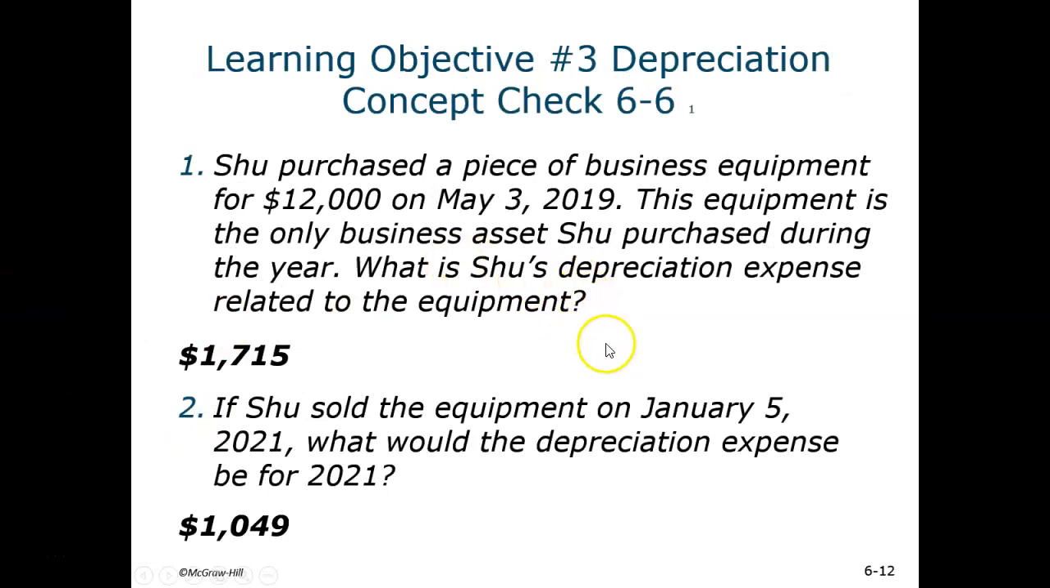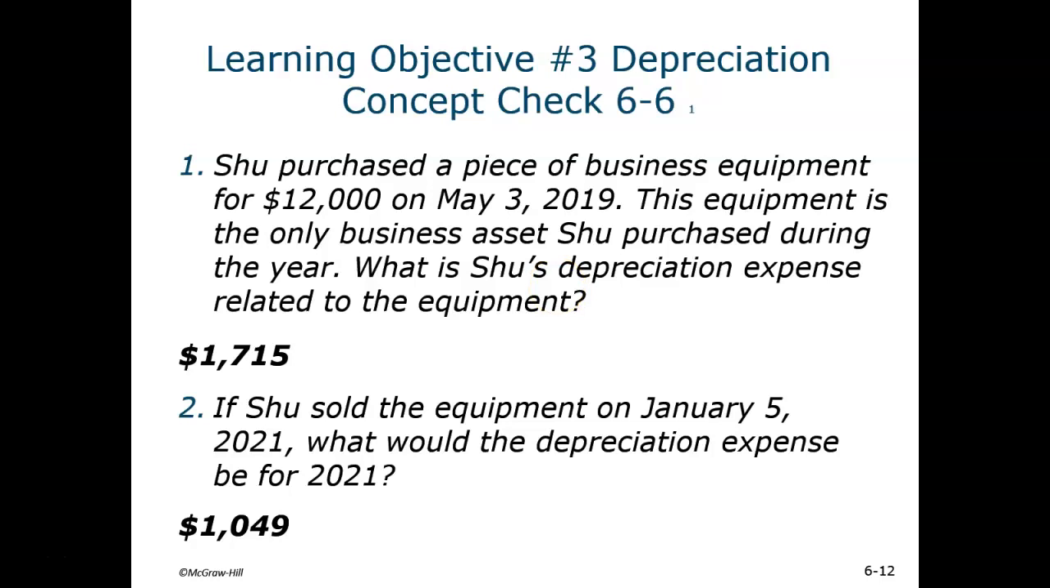So look at this question. Shu purchased a piece of business equipment for $12,000 on May 3rd, 2019. The equipment is the only business asset Shu purchased during the year. What is Shu's depreciation expense related to the equipment?